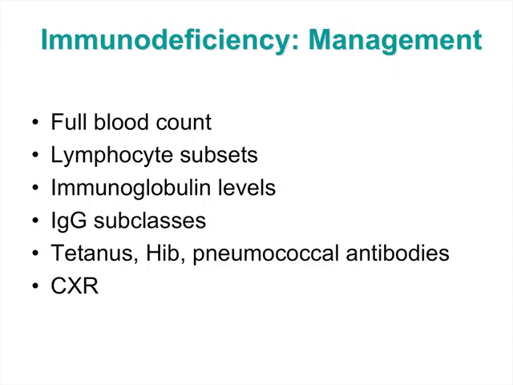Management of immunodeficiency includes blood tests for full blood count, lymphocyte subsets, immunoglobulin levels, and IgG subclasses. If the child is over 2, you can test for antibody levels of tetanus, Hib, and pneumococcal, as they will have received these vaccinations. Chest X-ray would also be indicated. Treatment depends on the cause, but may include IVIG, bone marrow transplant, or prophylactic antibiotics.